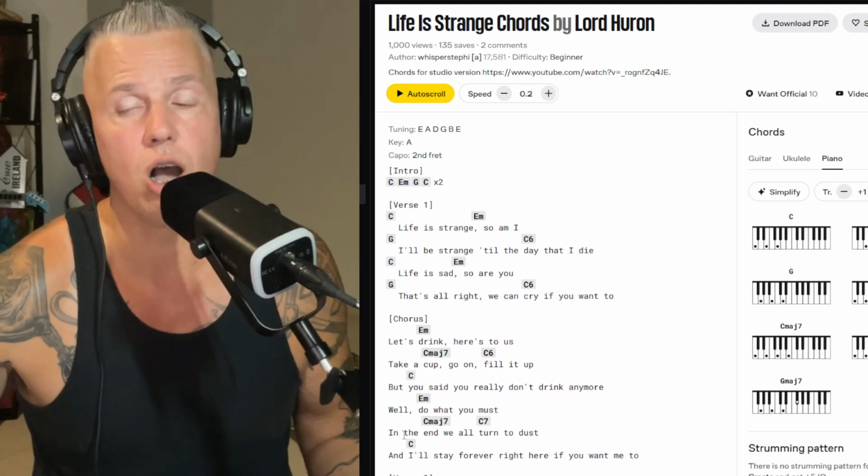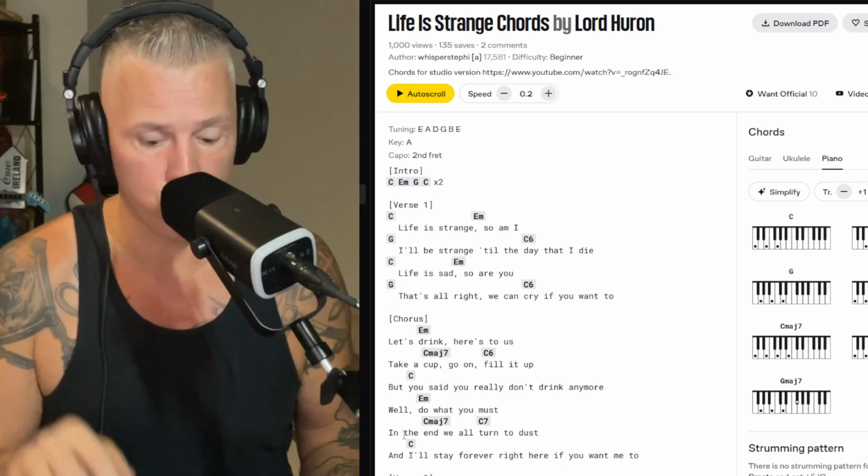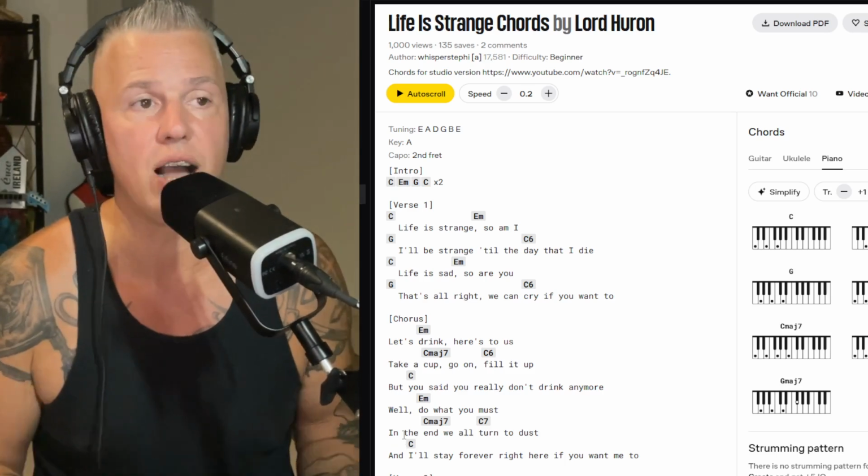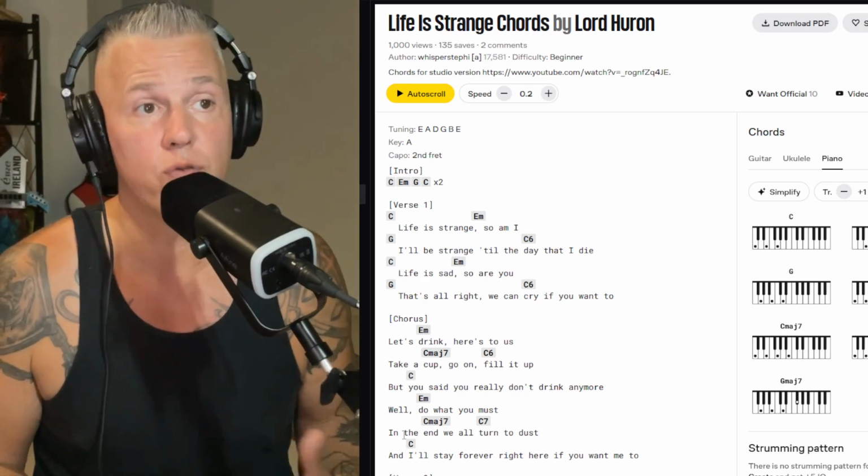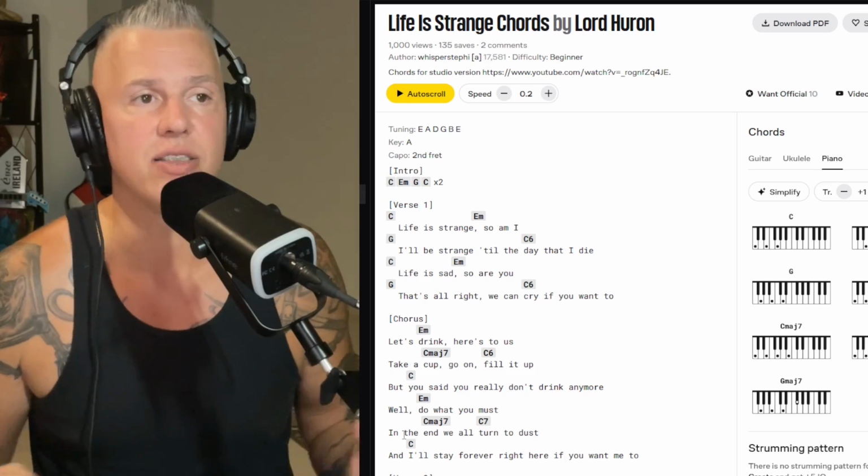And basically, in the top hand, you are going to just be playing the 5 chord, which is a G chord, over the top. That's it. That is it. That's the entire song.